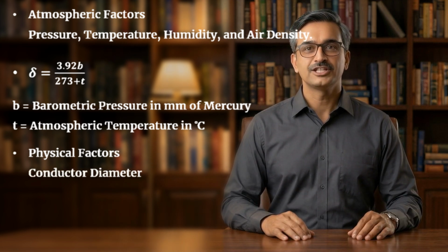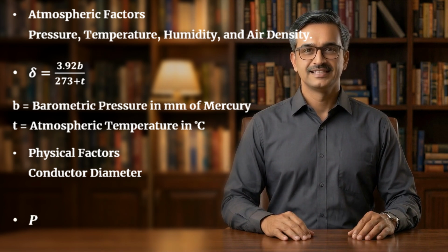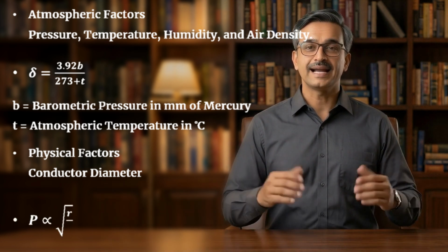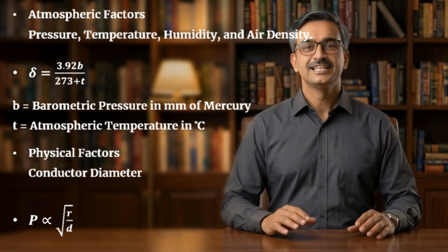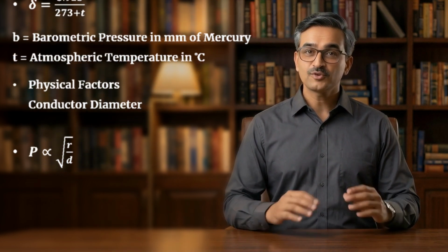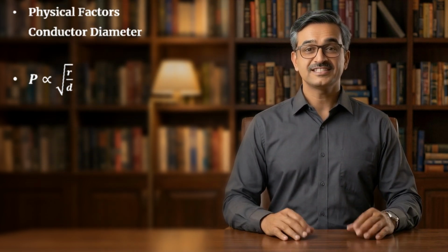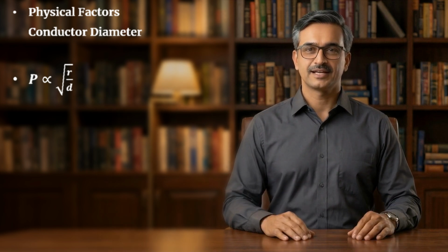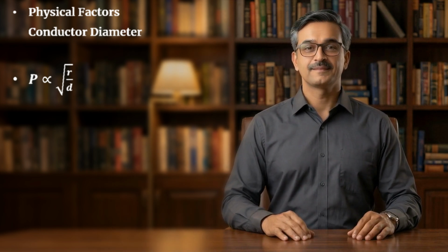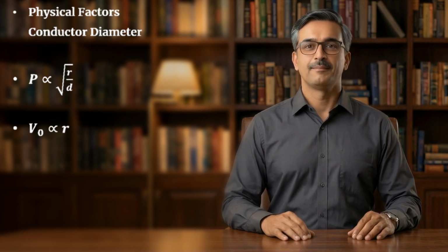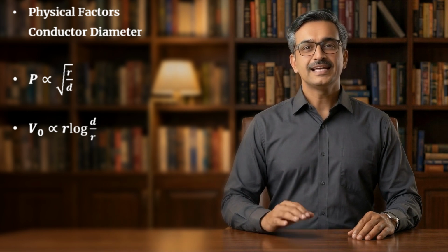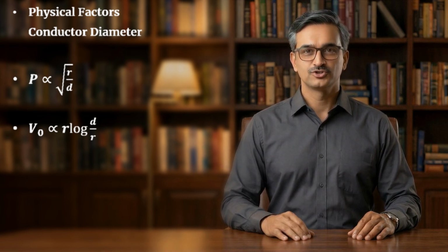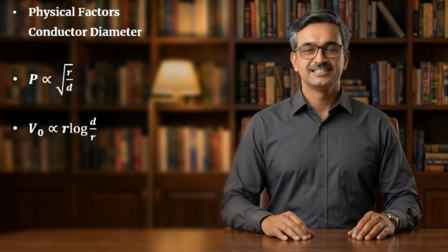From the corona loss equation, we can say corona loss is proportional to square root of r by d. Smaller diameter conductors produce higher electric field intensity at the conductor surface. Therefore, corona starts at lower voltages and the loss increases. The critical disruptive voltage relation is V0 is proportional to r multiplied by logarithm of d by r. So, when conductor radius decreases, critical disruptive voltage also decreases. Hence, corona starts earlier and corona loss increases.